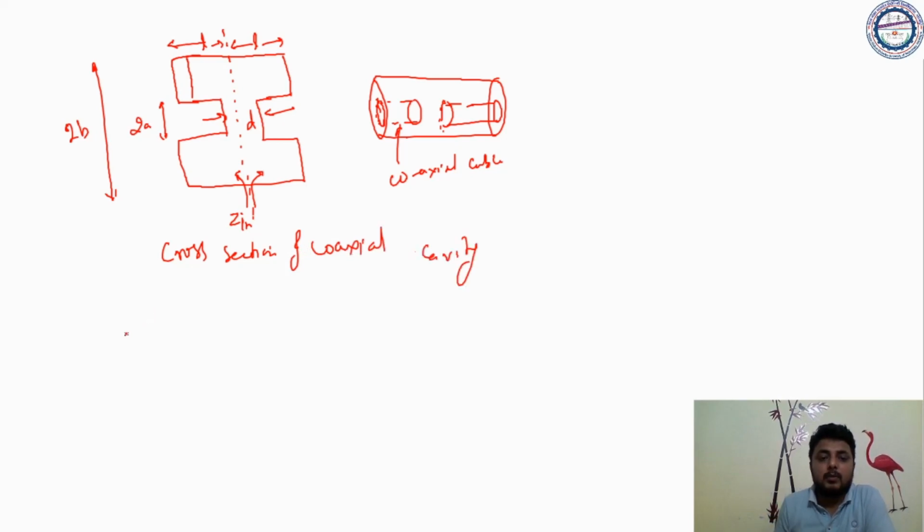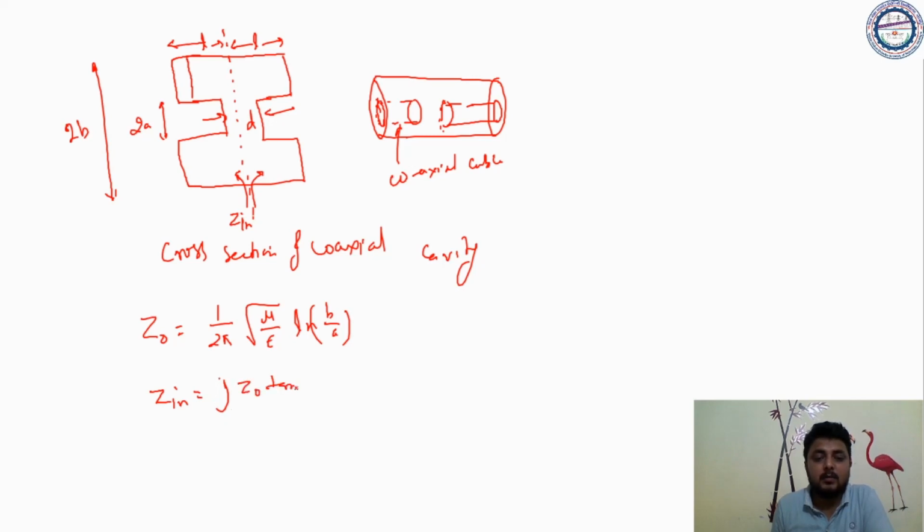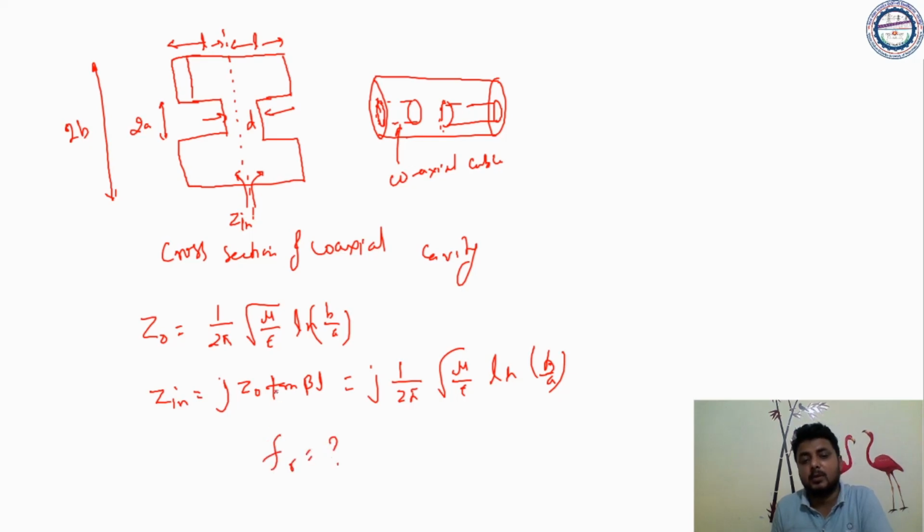Now we know the characteristic impedance of a coaxial line is equal to 1 upon 2 pi square root of mu by epsilon ln b by a. The input impedance of each shorted coaxial line will be j Z naught tan beta L. So this can be written as j into 1 upon 2 pi square root of mu by epsilon ln b by a. So by solving for L and C, we can find the resonant frequency FR also. FR can be found out using L and C.